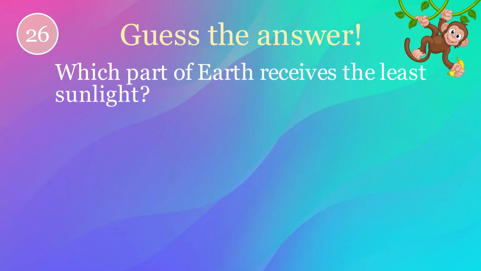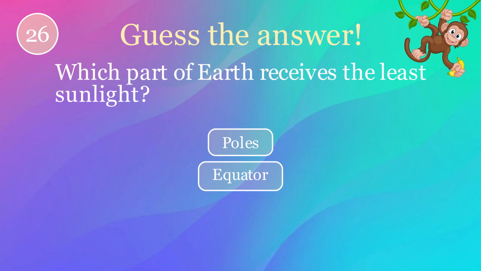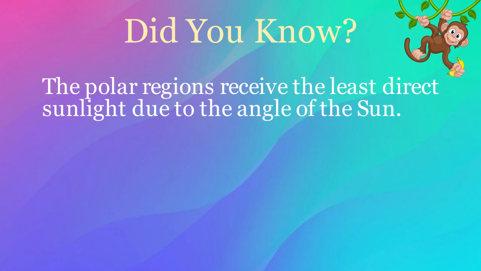Which part of Earth receives the least sunlight? Poles, equator, oceans. The correct answer is poles. Here's an interesting fact: the polar regions receive the least direct sunlight due to the angle of the Sun.